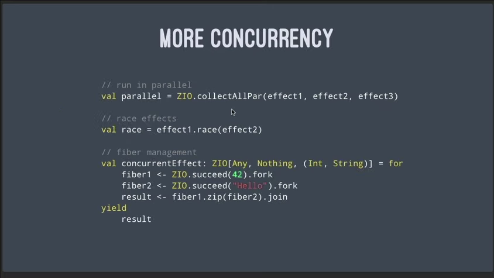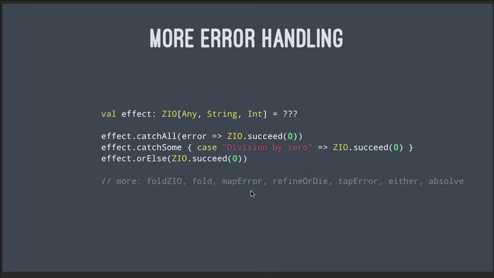ZIO has all kinds of concurrency functions built in, so you can do things like run all of these in parallel and then collect them when you're done. You can race two effects, so you say run this one, and whoever finishes first is the winner right over here. And I already showed fiber management a little bit earlier. ZIO has all kinds of functions that we can use to work with error handling. We have catch all, catch some, or else, and then all of these down here are other functions that we can use for error handling.